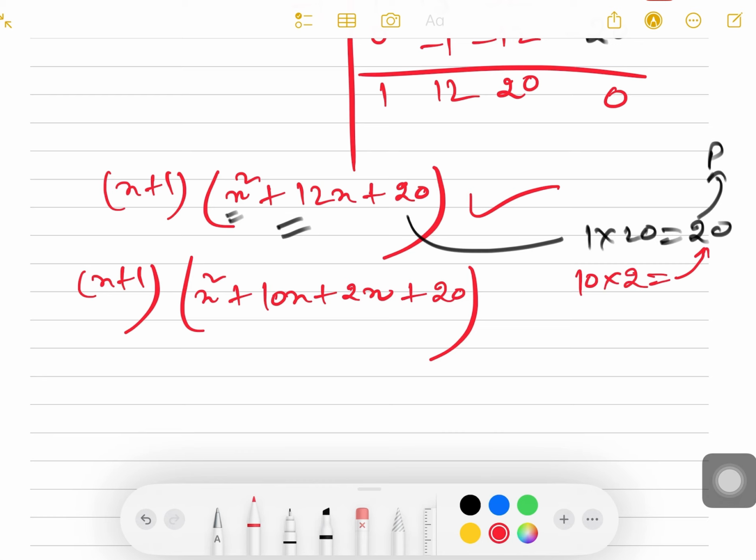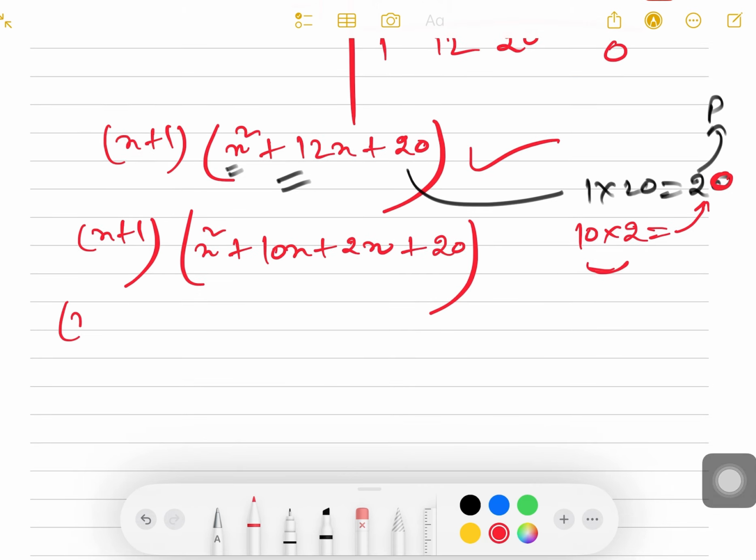Understood, no? Why we got 10 and 2? Because 10 2s are 20 and the product should be 20 only according to the situation. And if you add them, we will get plus 12 only, that is our middle term. So both of the situations are satisfied here.